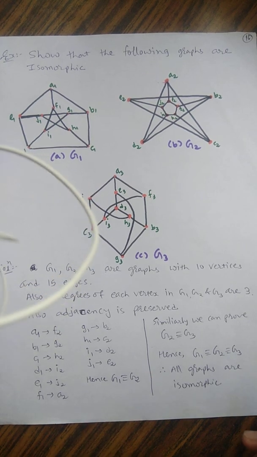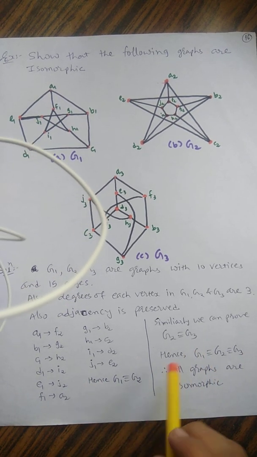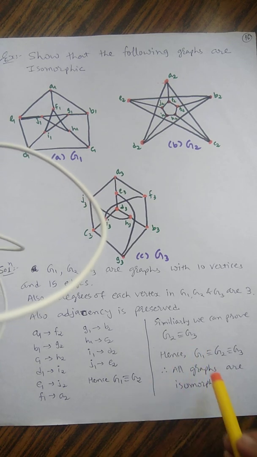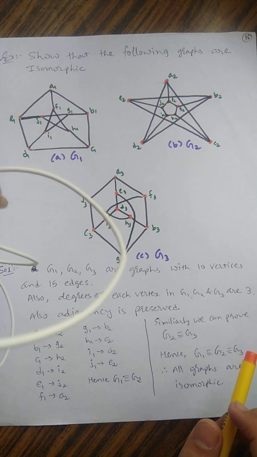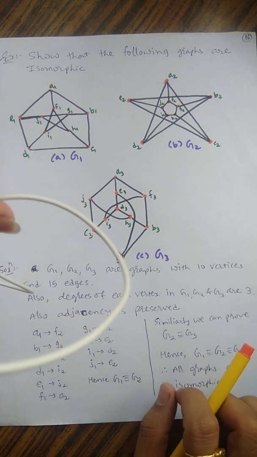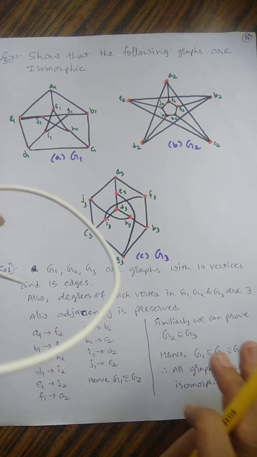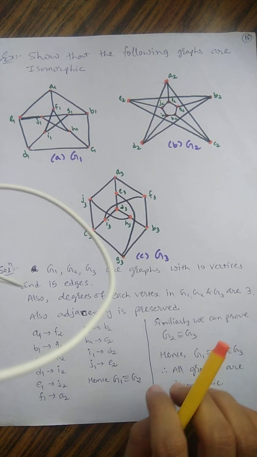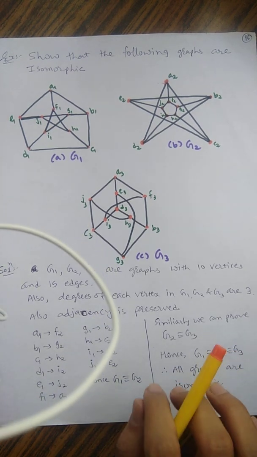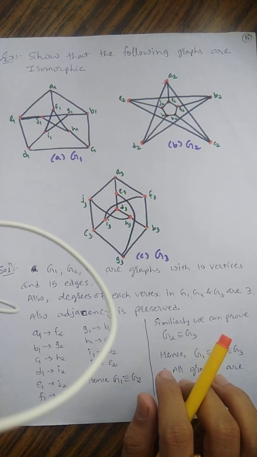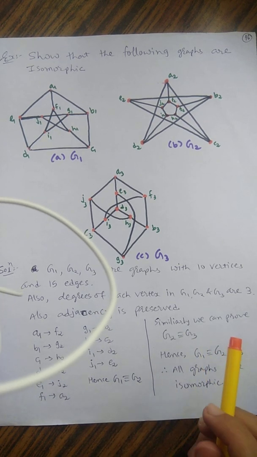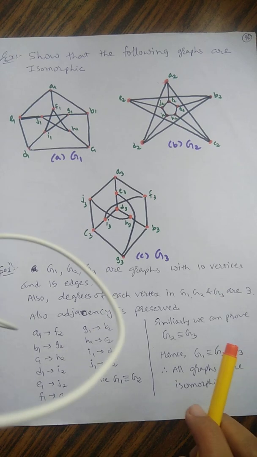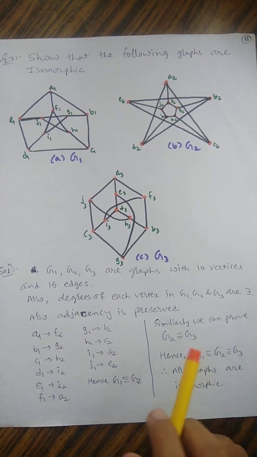And similarly, we can say that G1 and G2 are isomorphic, G2 and G3 are isomorphic. So we can say that G1, G2 and G3 all are isomorphic. So I hope you understand the topic of isomorphic graphs, which have the same number of vertices and number of edges, and the degrees of vertices must be the same. And then we can say that adjacency is also preserved, so it is called an isomorphic graph.